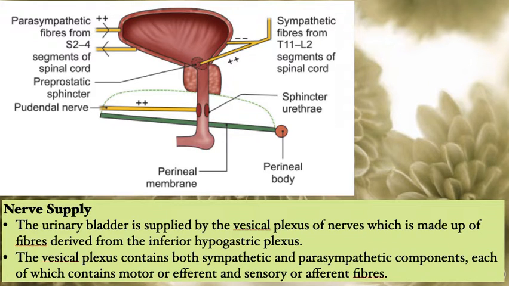Now, this topic is extremely important, the nerve supply of the bladder. The urinary bladder is supplied by the vesical plexus of nerves, which is made up of fibers derived from the inferior hypogastric plexus. Okay, the vesical plexus contains both sympathetic and parasympathetic components. Each sympathetic or parasympathetic component contains a motor and a sensory component.